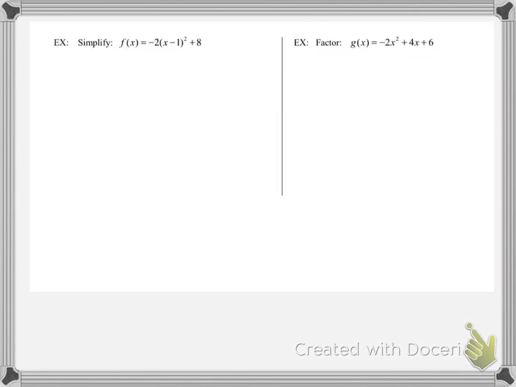Okay, so everybody to my left, your right, the right of the empty row, simplify f of x, and everybody to the left of the empty row, factor g of x.